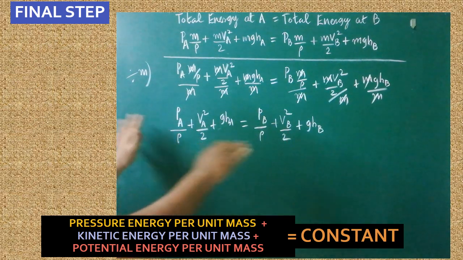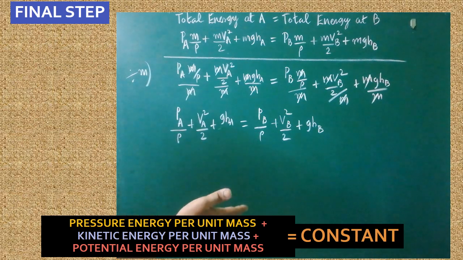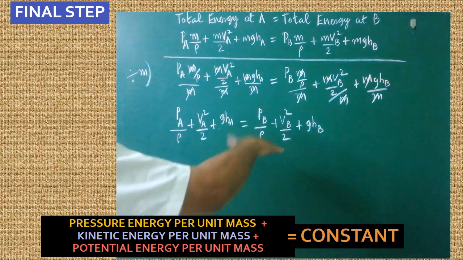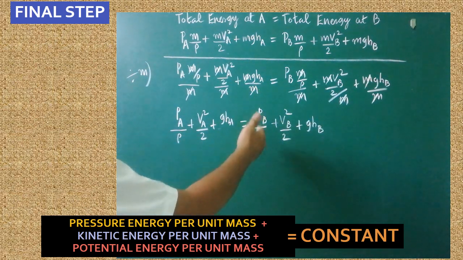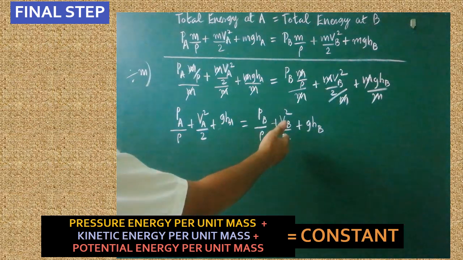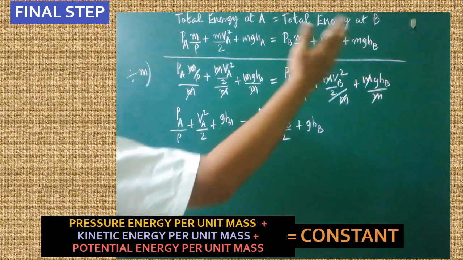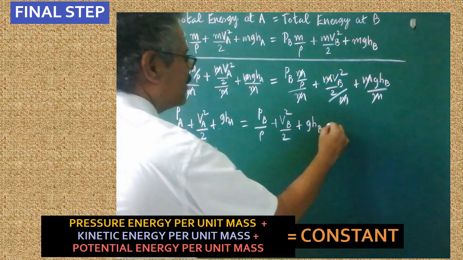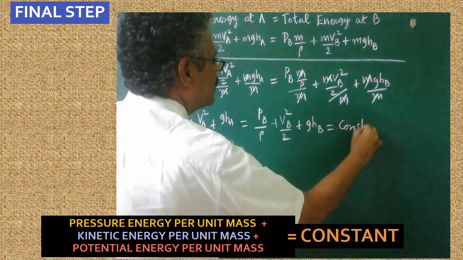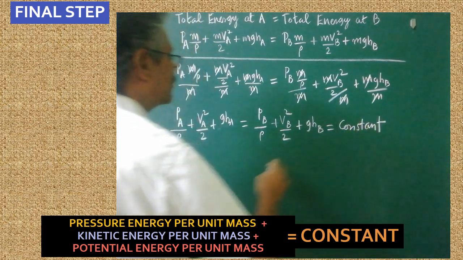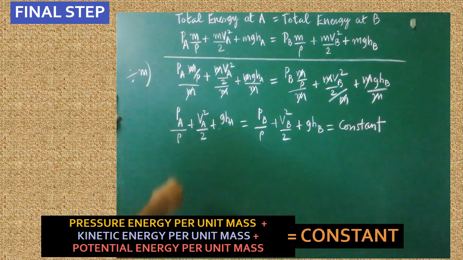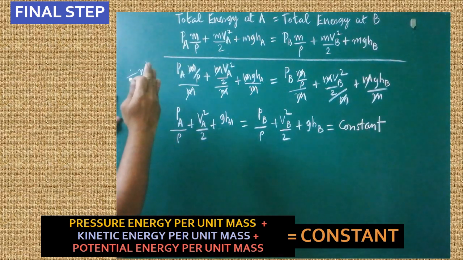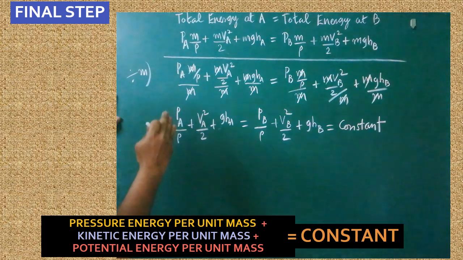Both are numerically equal. If one more end is introduced, for example end C, how can the equation be written? PC divided by rho, VC square divided by 2 plus g hC; like that we can extend. So on either side both are equal. Finally we can write that both are equal to a constant. Are you clear? So we can write a general equation. When the liquid flows, at anywhere in between, you can calculate the total energy per unit mass.